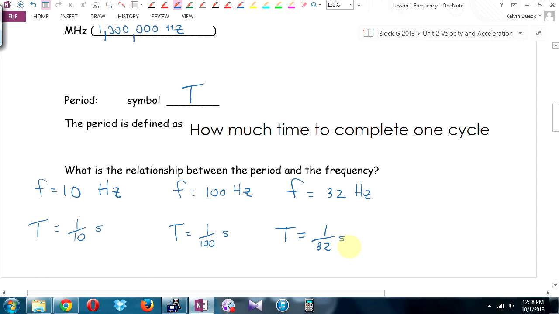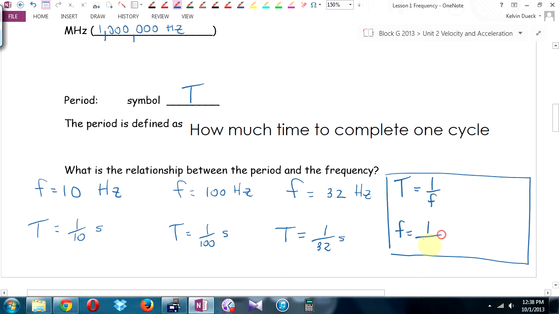What's the relationship between period and frequency? And this is what you can write down. Pick your pens up. The period is just 1 over the frequency, isn't it? Oh, and by the way, that also means the frequency is 1 over the period, because if you go 1 over 32, you get just plain old 32. Or if you go 1 over 1, you get just plain old 100.